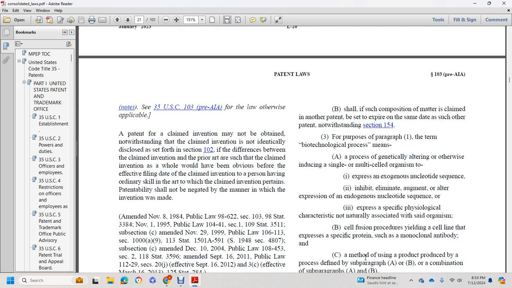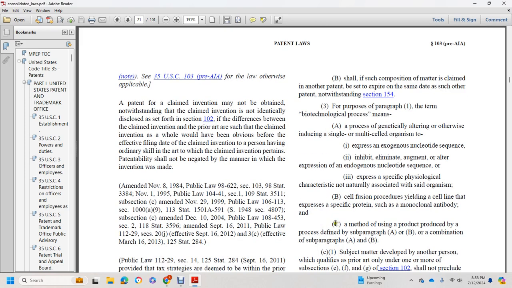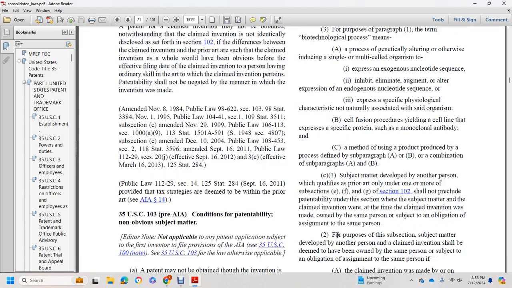For purposes of paragraph 1, the term biotechnological process means genetically altering or otherwise inducing a single or multi-celled organism to express an exogenous nucleotide sequence, or inhibit, eliminate, augment, or alter expression of an endogenous nucleotide sequence, or express a specified physiological characteristic not naturally associated with said organism. B. Cell fusion procedures yielding a cell line that expresses a specified protein, such as a monoclonal antibody. C. Any method used for the production of a product or process defined in subparagraphs A and B, or combinations of paragraphs A and B.